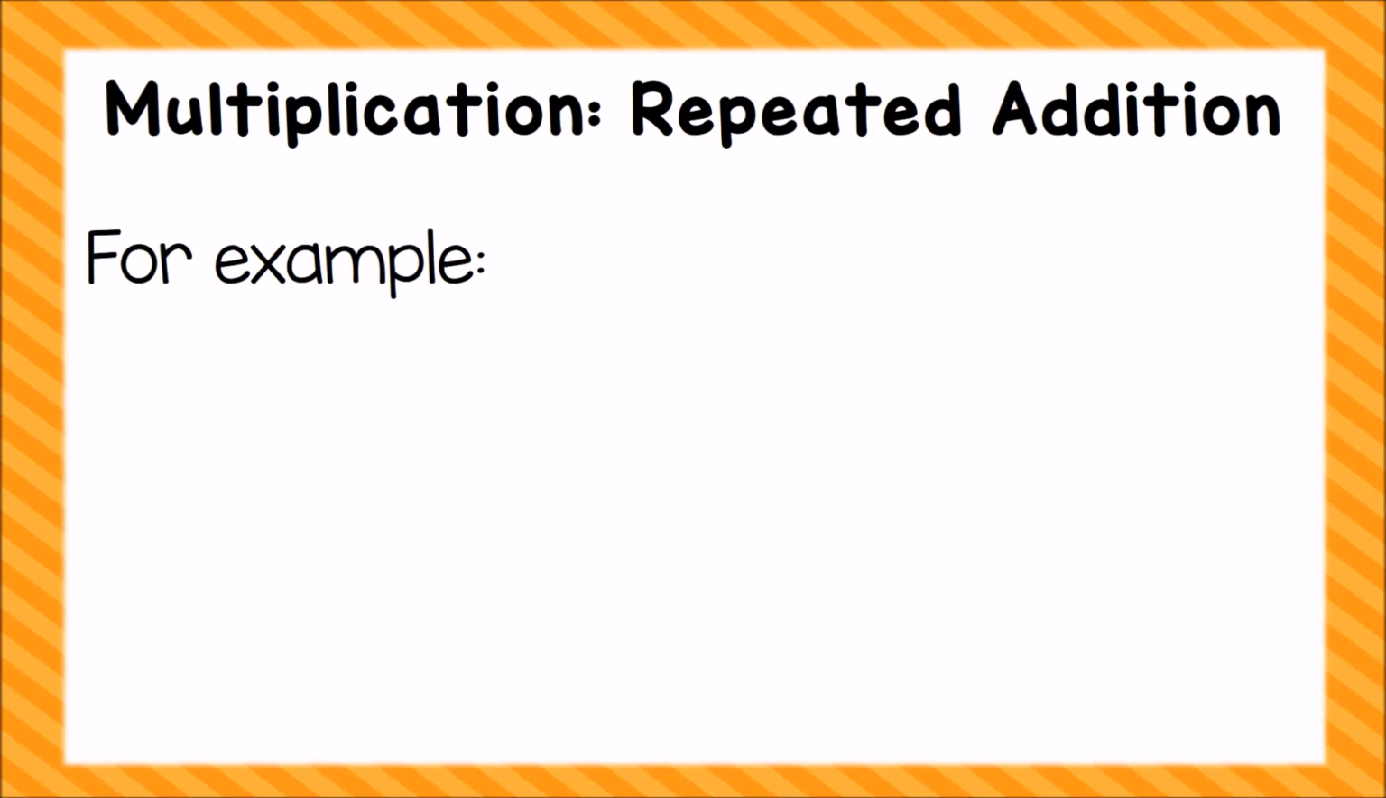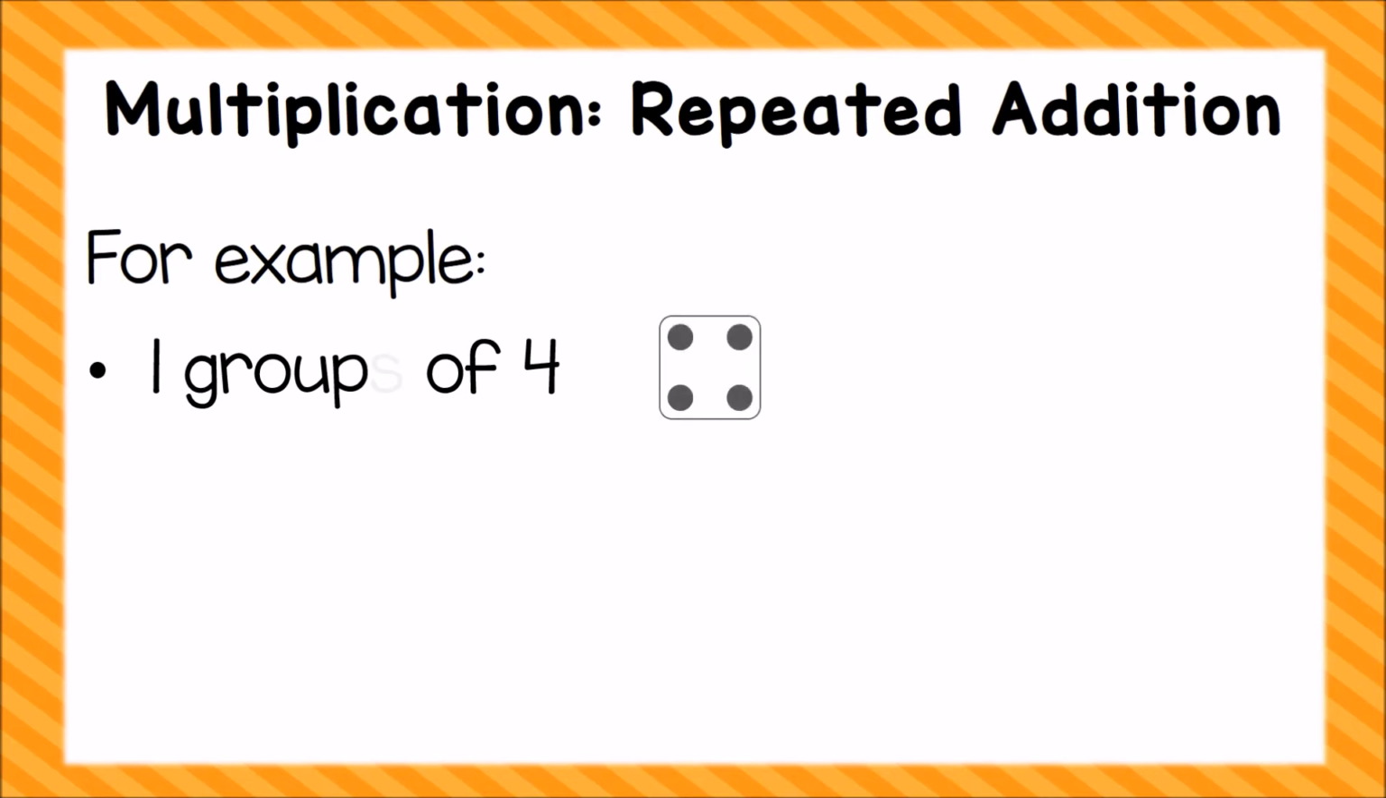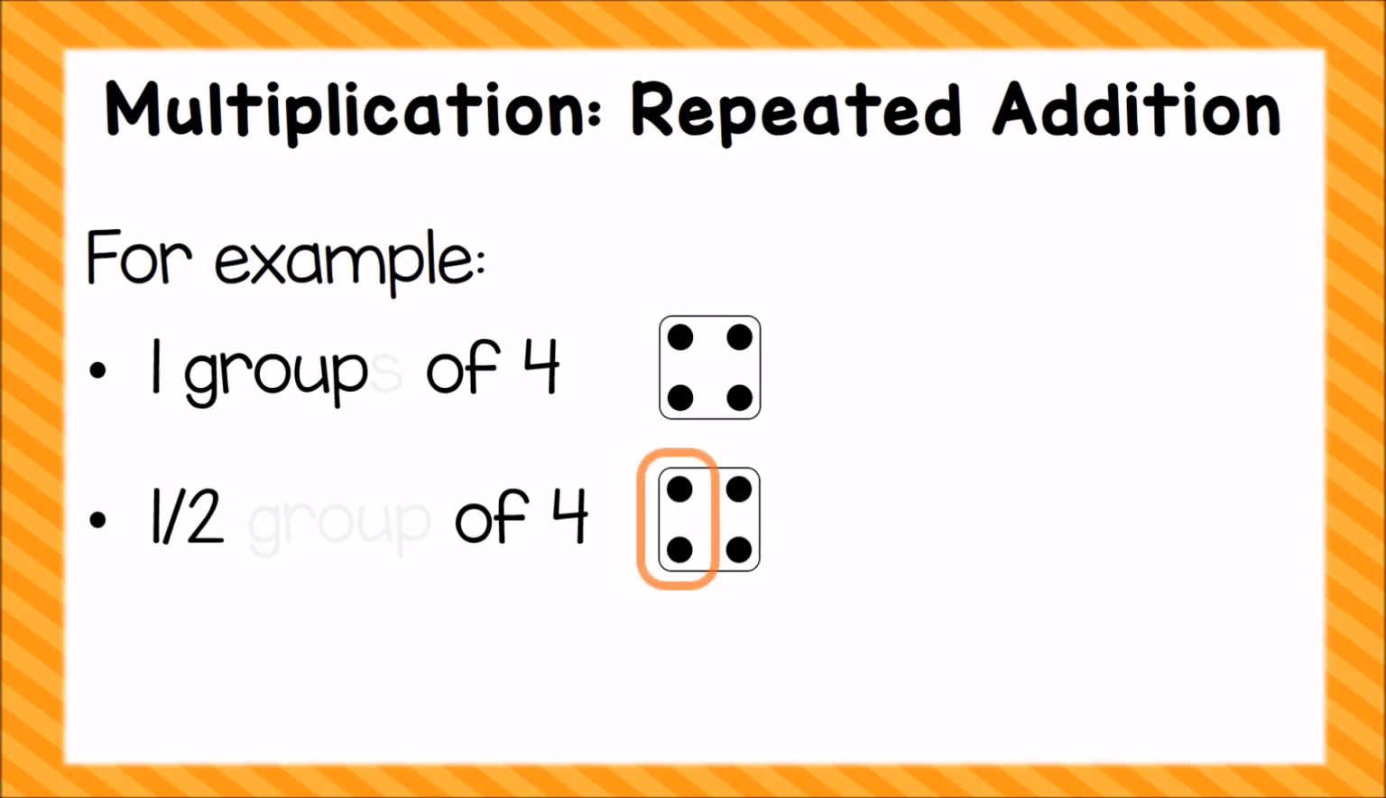Now let's go back to that language, groups of, for a second here. On the previous slide, we said 5 groups of 4. But if we only have one group of something, the language changes a little bit. It would look like this: 1 group of 4. And now we only have one whole group of 4. When we work with fractions, we might say 1/2 group of 4. Although that sounds a little bit different, so we probably would change our language again slightly here as well, probably to 1/2 of 4. So instead of having one whole group of 4, now we only have 1/2 of 4.